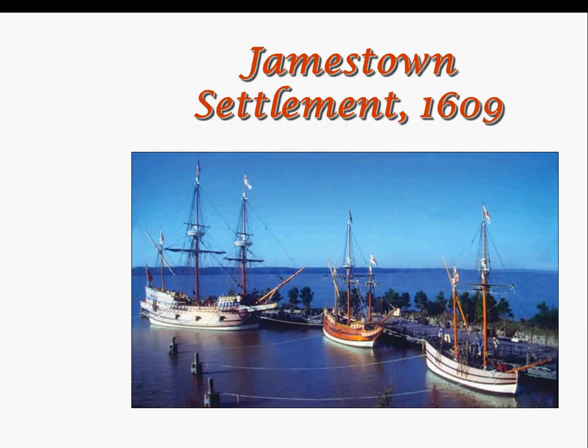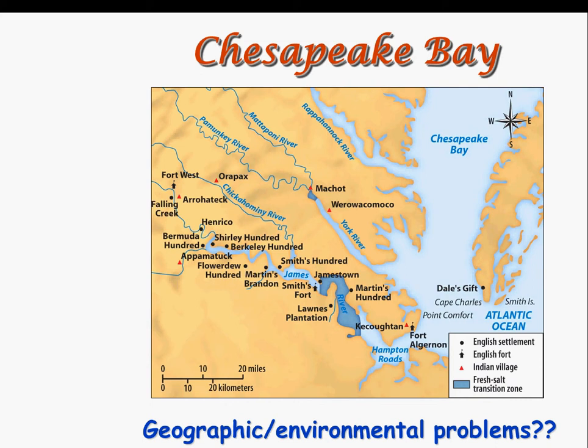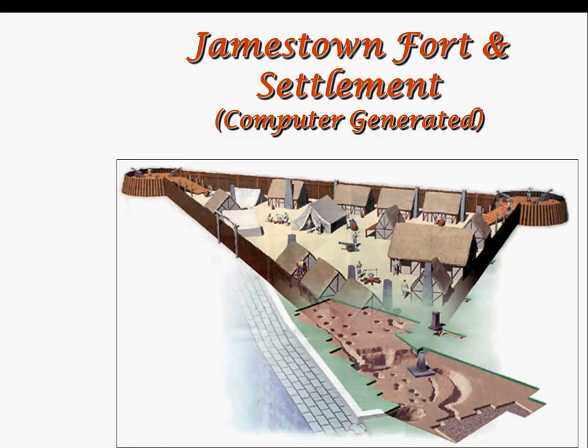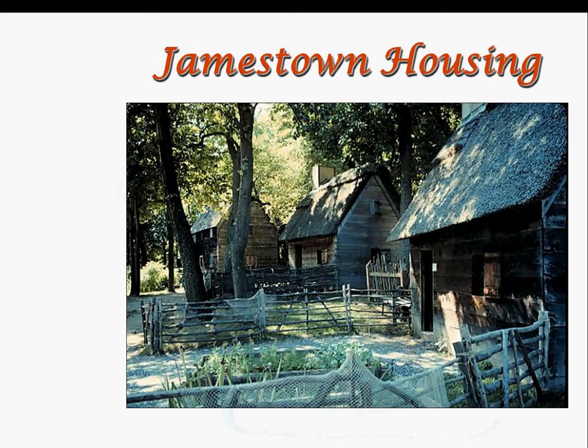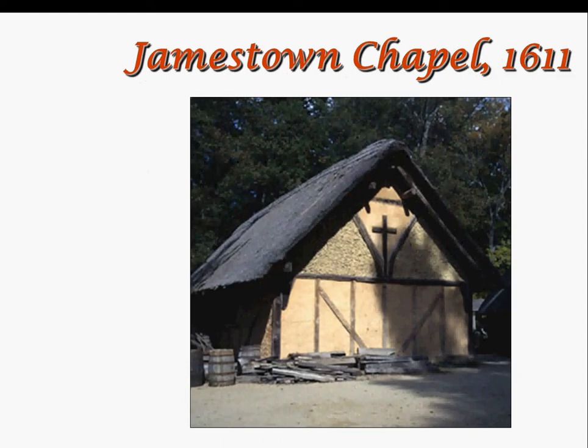Here's replicas of some of the ships that came into the port of Jamestown. The Chesapeake area encompasses a lot of estuaries, and settlements were built along these waterways for transportation. There were no roads. This is a replica of the Jamestown, some of the housing that they lived in. A lot of the cooking was done outdoors. They did have a chapel.